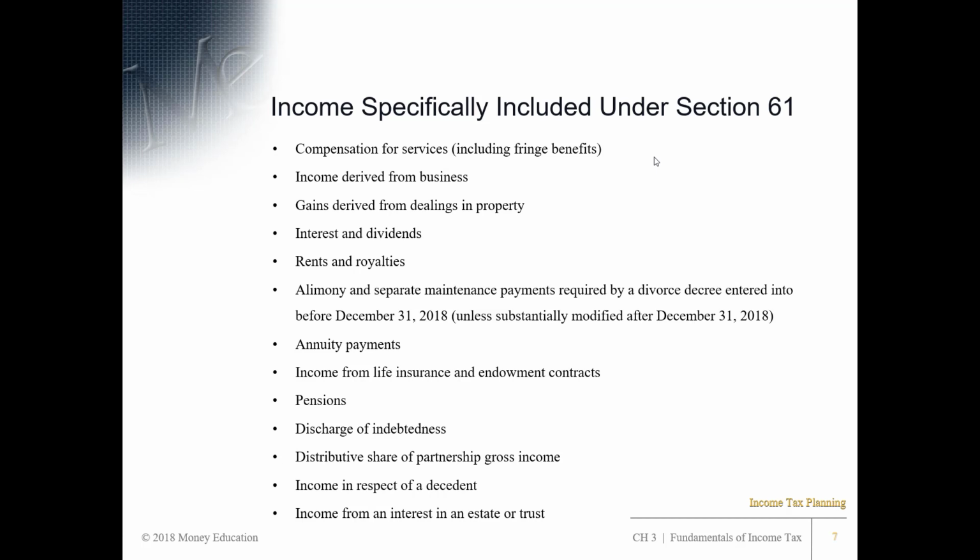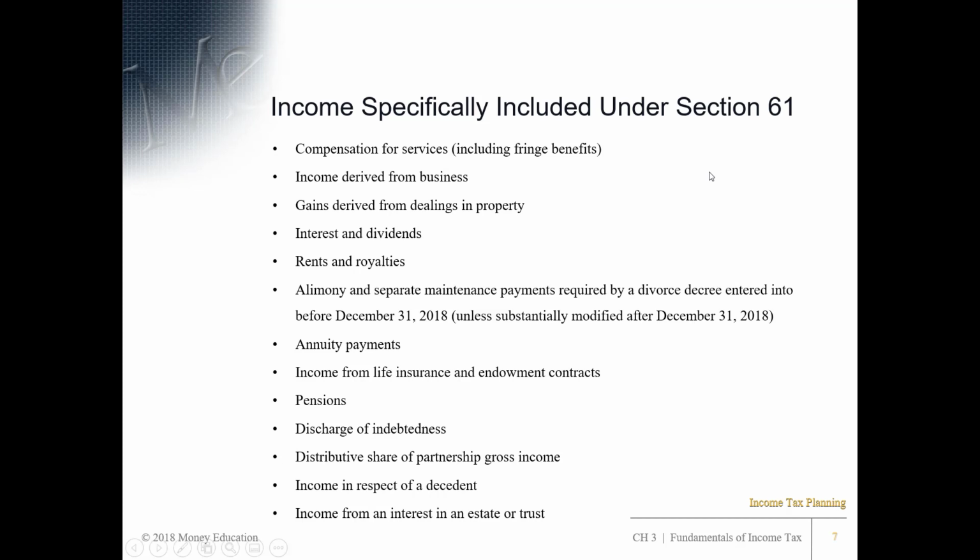Income specifically under Section 61. This is compensation for services, including fringe benefits. This is taxable income. Income derived from a business, gains derived from dealings in property, interest and dividends, rent and royalties, alimony and separate maintenance payments required by a divorce entered into before December 31st, 2018. Annuity payments, income from life insurance and endowment contracts, that's not from death though. Pensions, discharge of indebtedness, distributive share of partnership gross income, income in respect of a decedent, and income from an interest in an estate or trust.